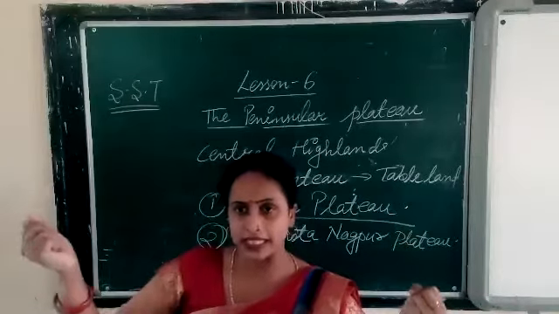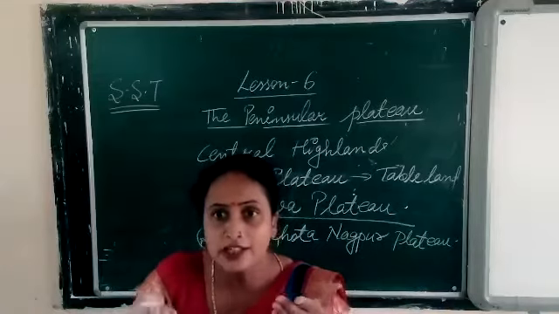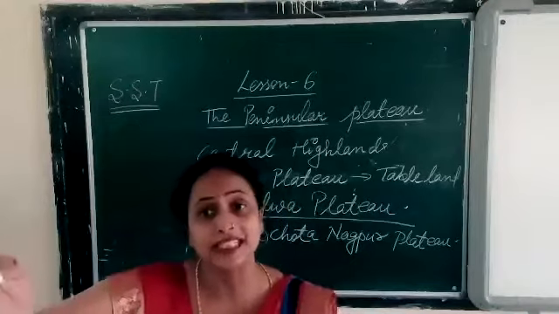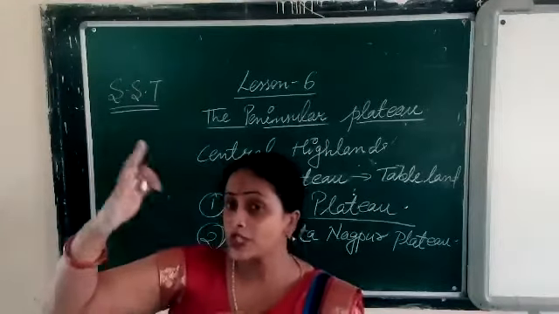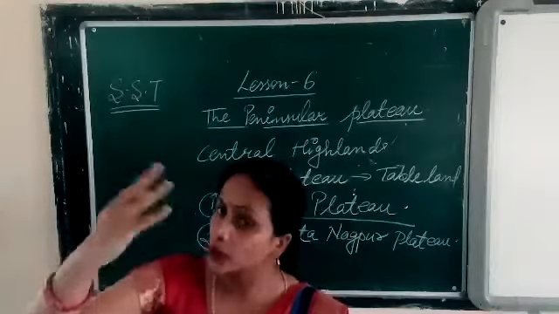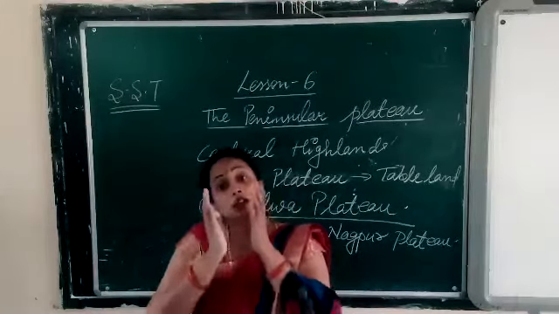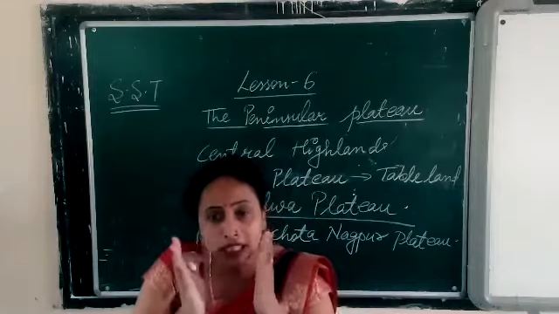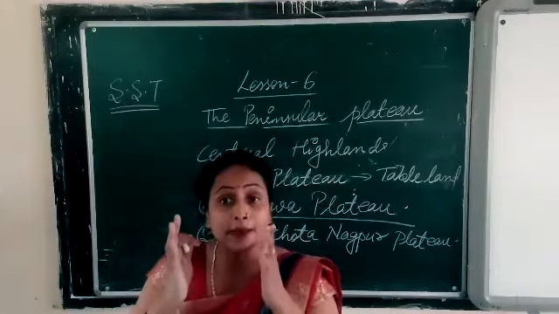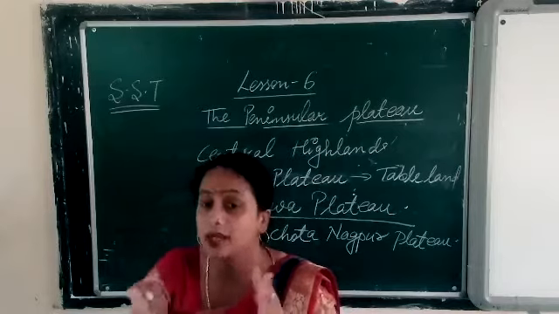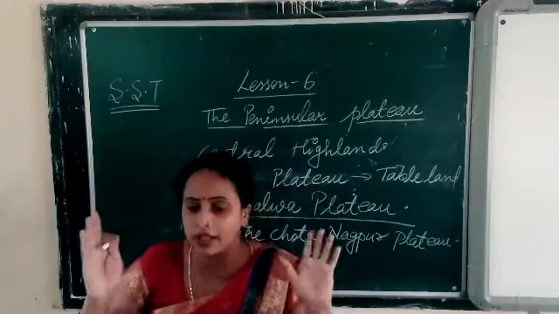Where too much rain is there, heavy rainfall takes place. Yes or no? So that's why in the eastern part, too much rain is there, a good amount of rainfall. That's why forests are more over there. Thickly forested area, means too much forest we find over there.